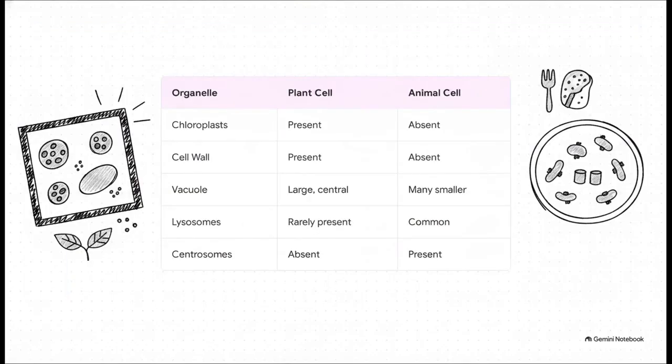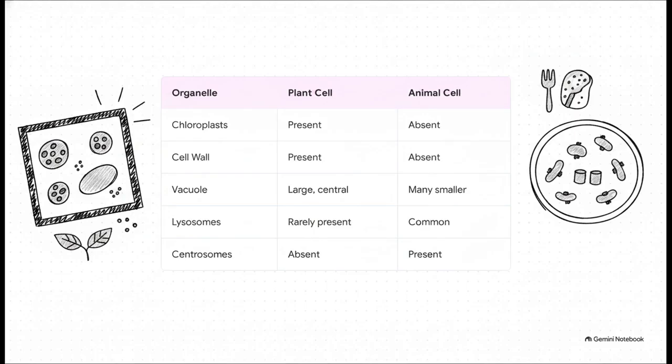Let's recap the unique equipment each cell type carries based on how they survive. Plants can't exactly walk to a grocery store, so they must make their own sugar from sunlight. They do this using chloroplasts, which are totally absent in animal cells. Plants also have one massive central vacuole to store water and keep the cell firm.